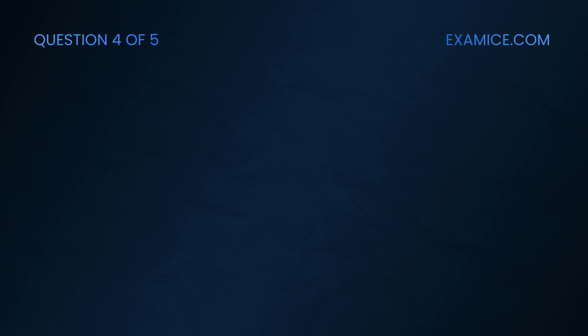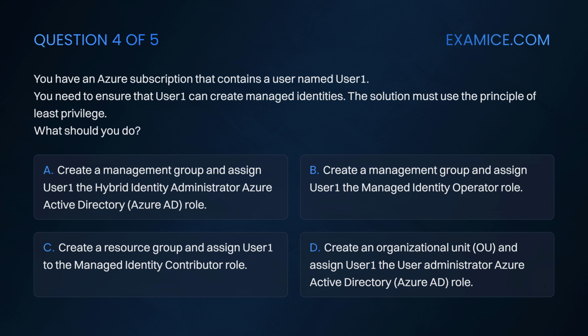Question 4. You have an Azure subscription that contains a user named User1. You need to ensure that User1 can create managed identities. The solution must use the principle of least privilege. What should you do? Option A, create a management group and assign User1 the Hybrid Identity Administrator Azure Active Directory role. Option B, create a management group and assign User1 the Managed Identity Operator role.